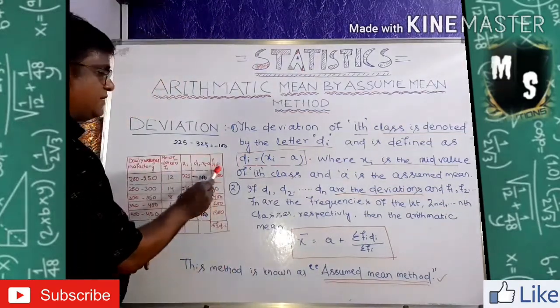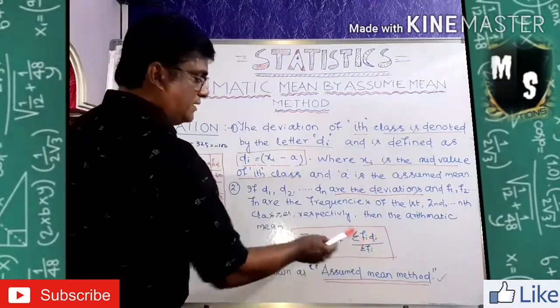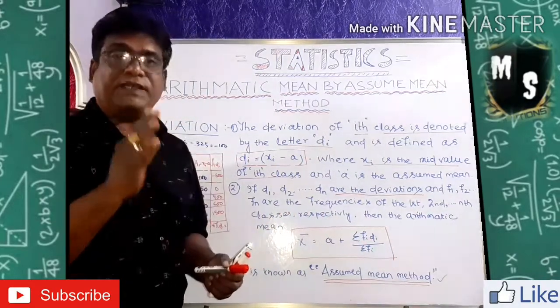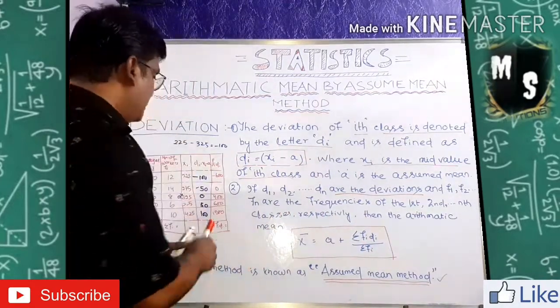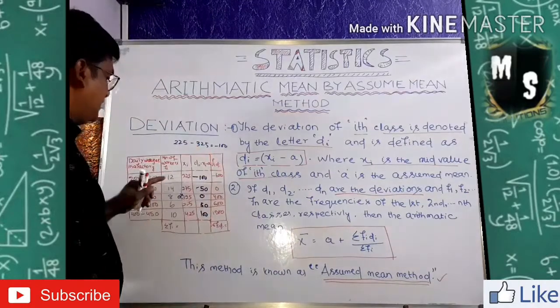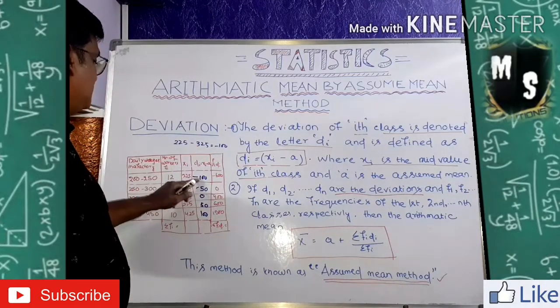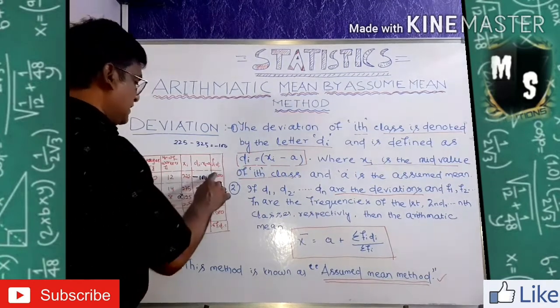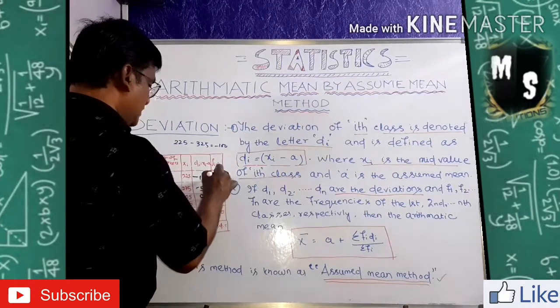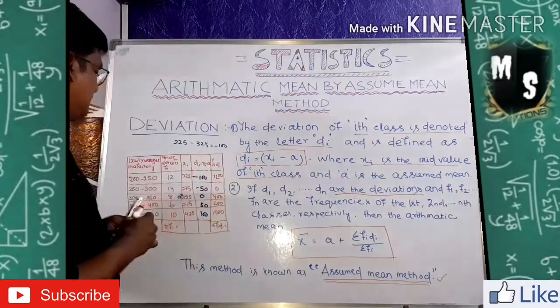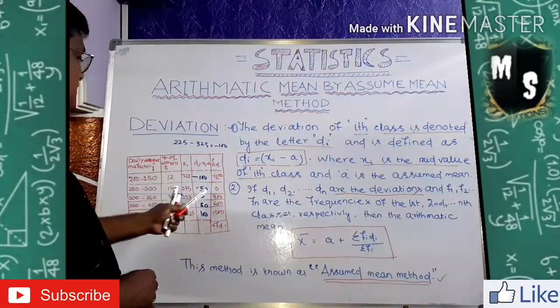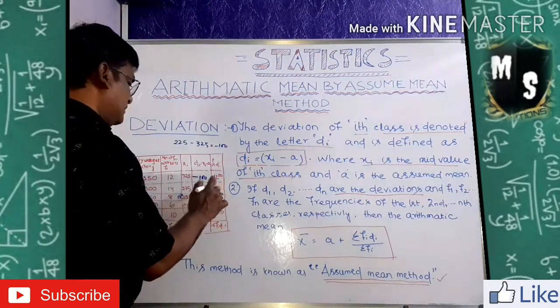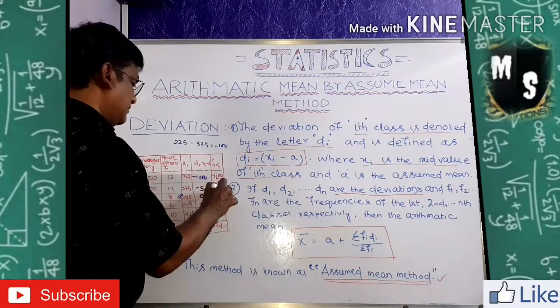That means the fi di column is needed. That means frequency and deviation are to be multiplied. See now, frequency and deviation I multiplied here. 12 into di, that is 12 into minus 100, that is minus 1200. Clear? Now it is 14 into minus 50. What is 14 into minus 50? That is minus 700.